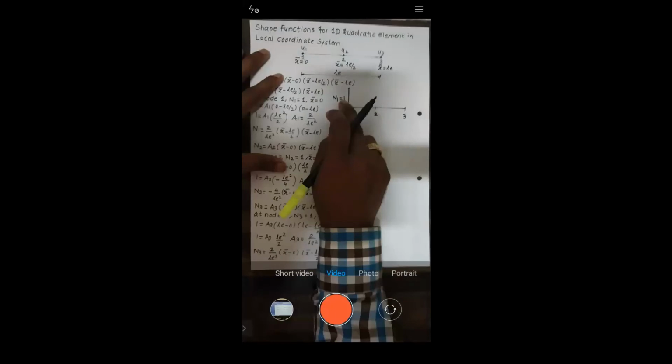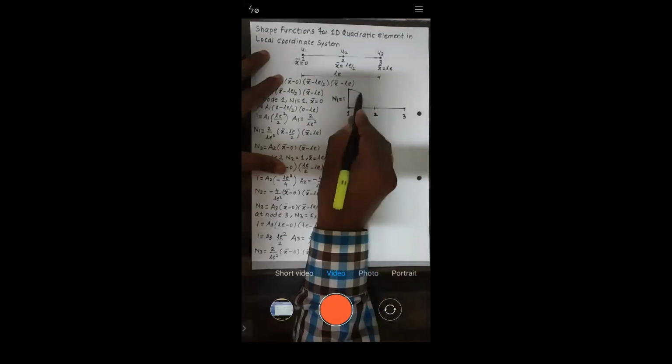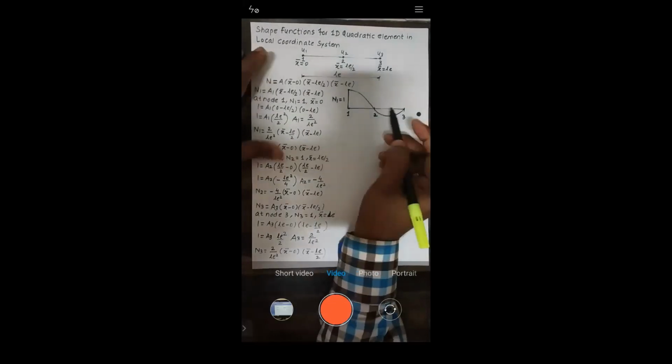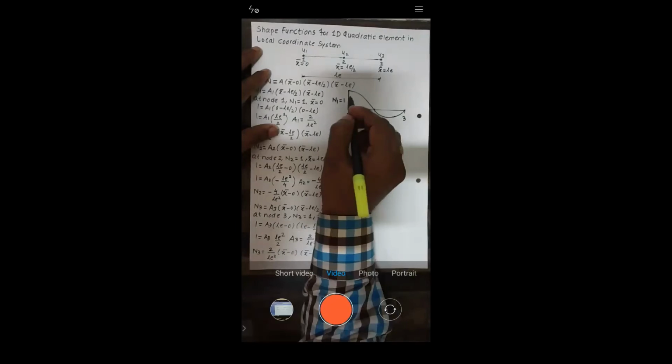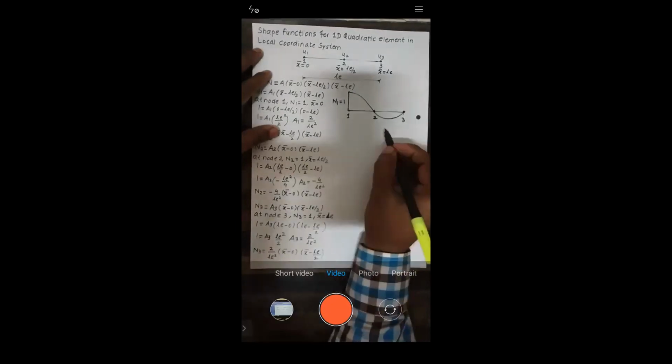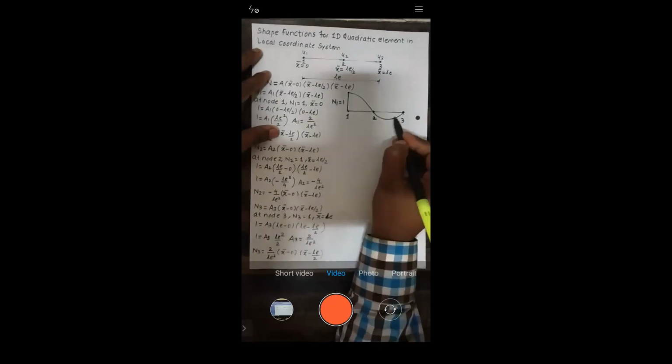What about all the other nodes? It is 0. Yes or no? N1 is equal to 1 at node number 1, and for node number 2 it is 0, for node number 3 it is 0. But how is the path going to be followed? It will follow a quadratic path, because it's not a linear equation.